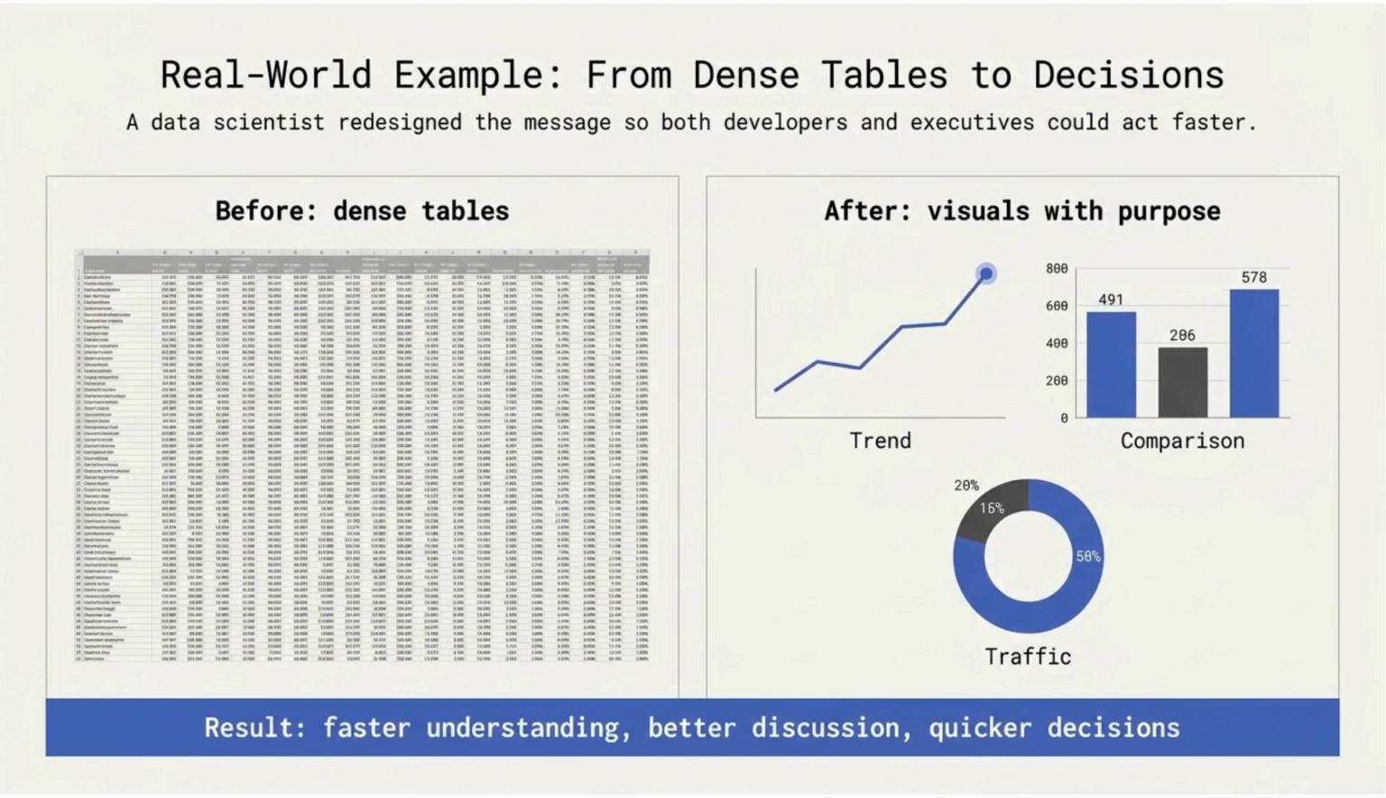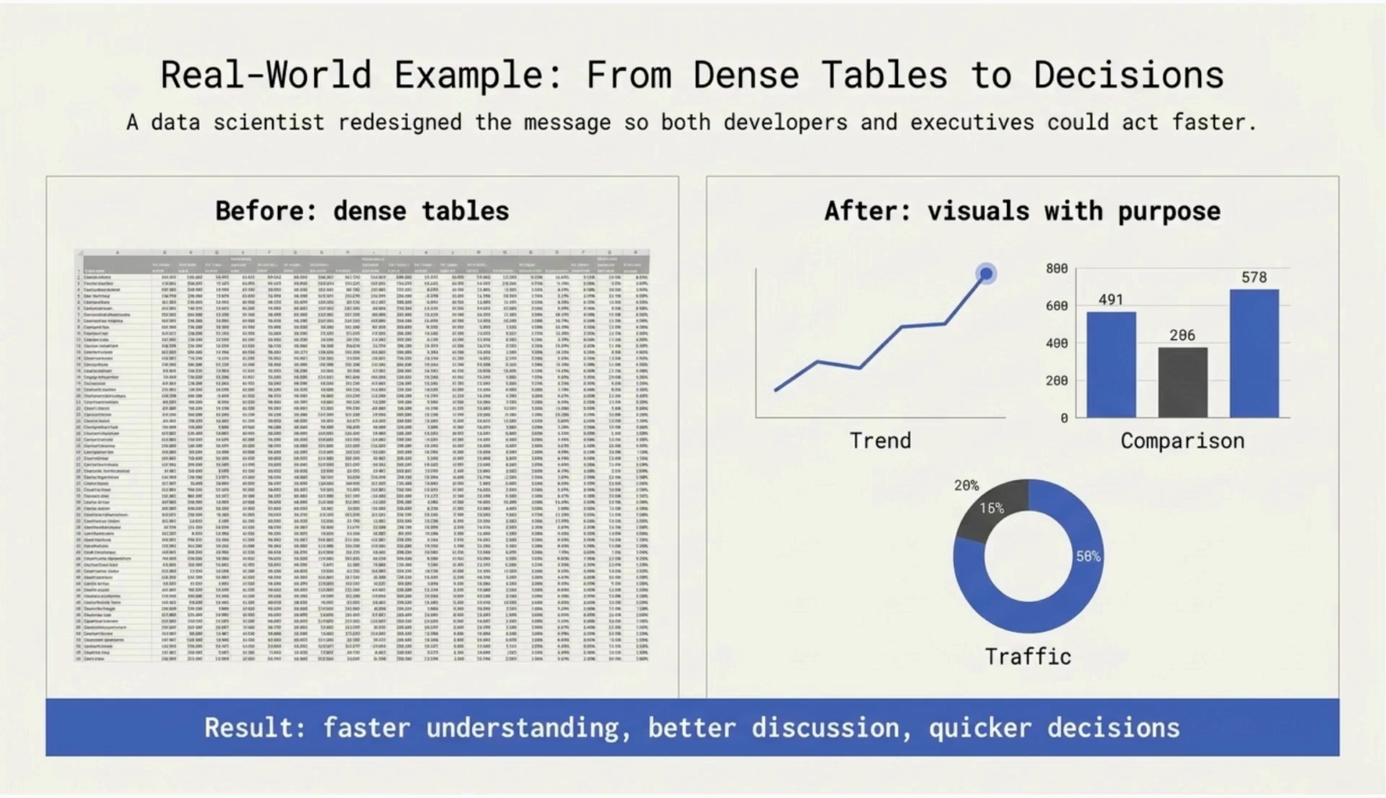Let's look at a practical example. A data scientist needed to present cloud application performance metrics to both developers and executives. The original presentation used dense tables. The data was accurate, but the audience had to work too hard to find the story in the numbers.